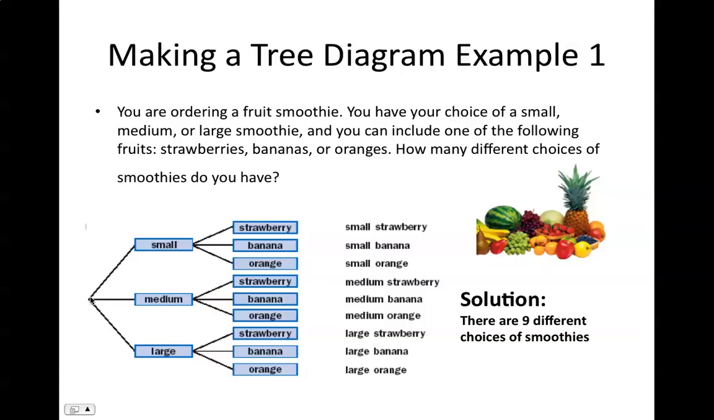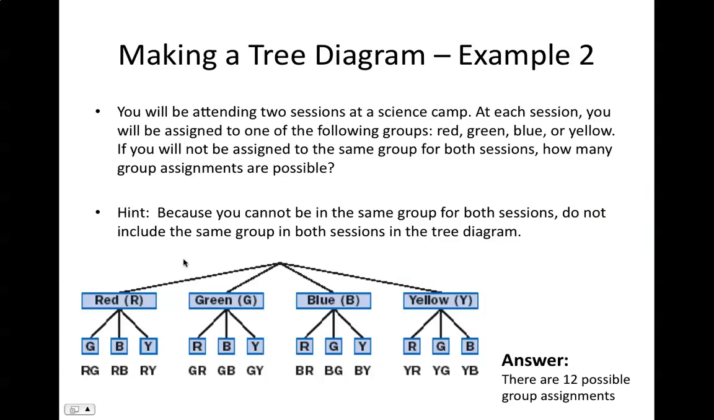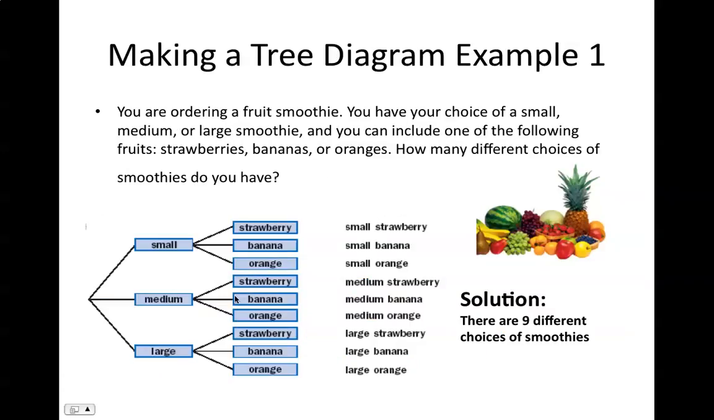So if we start our tree diagram, and this is one that runs horizontally, they can also run vertically, we start our tree diagram with the different sizes of smoothie we can get. We can get a small, a medium, or a large. From there, we would then branch again into adding the 3 different types of fruit. So to a small, we could either add strawberry, banana, or orange. We could do the same thing to a medium smoothie, strawberry, banana, or orange. And then also to a large smoothie, strawberry, banana, or orange.